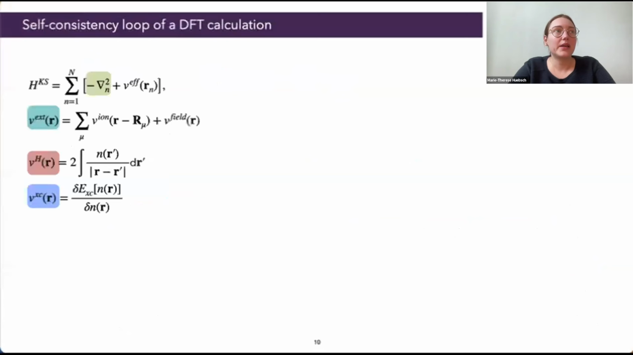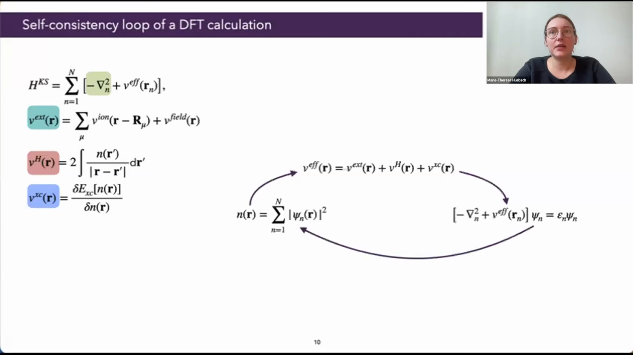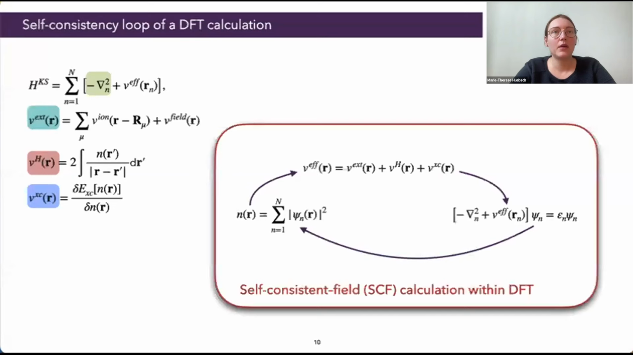Okay, so given we made a choice for the exchange correlation functional, the Kohn-Sham Hamiltonian is now fully defined. So we just need some initial guess for the electronic charge density and can immediately compute the effective potential. With the effective potential, we can then solve the Kohn-Sham equations and obtain the charge density from the newly obtained Kohn-Sham orbitals. This iterative algorithm is repeated until the Kohn-Sham orbitals do not change anymore.